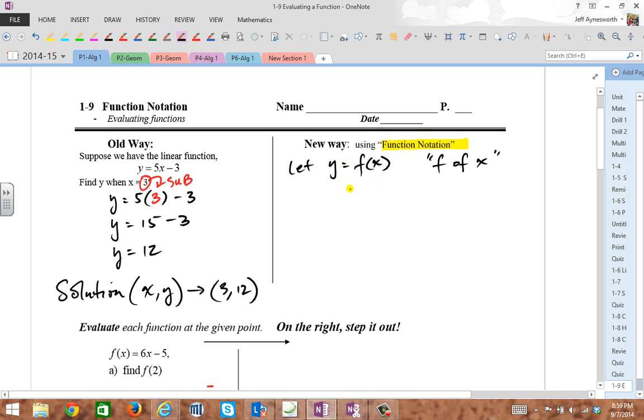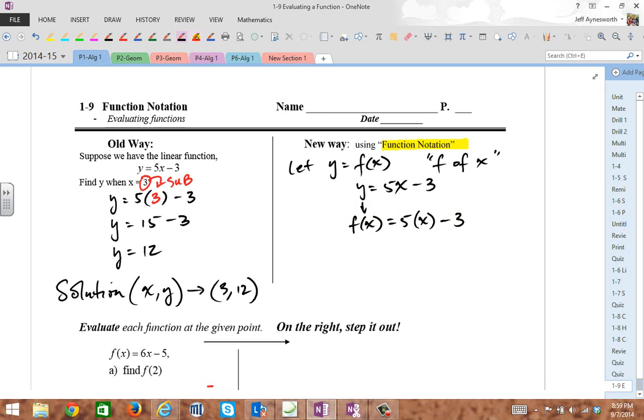Now if we take our function, y equals 5x minus 3, and rewrite it in function notation, it looks like this: f of x is equal to 5 times whatever x is, in parentheses, minus 3. 5x means 5 times x. So if I give you your x value, you can find out what f of that value is at any time. You want to substitute in whatever x is. SUB stands for substitute.